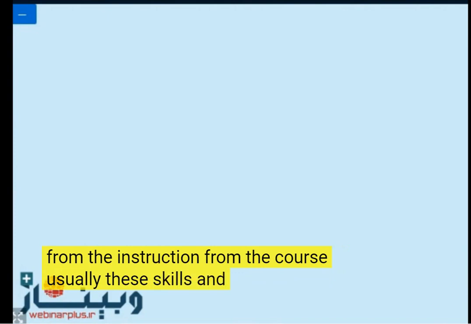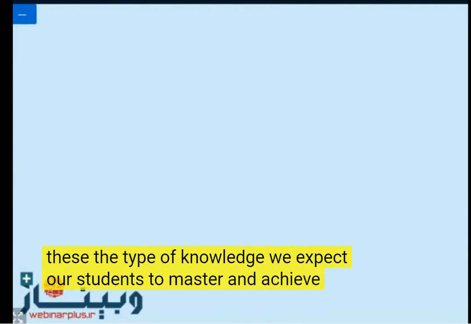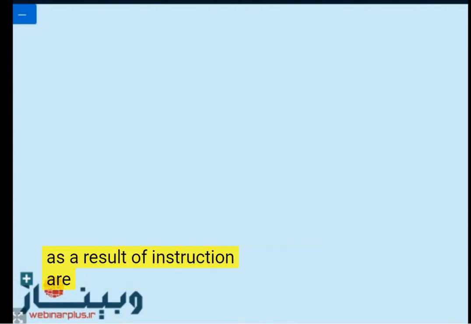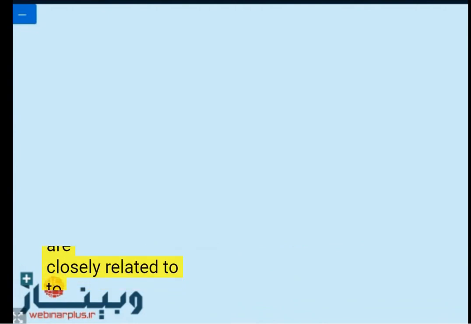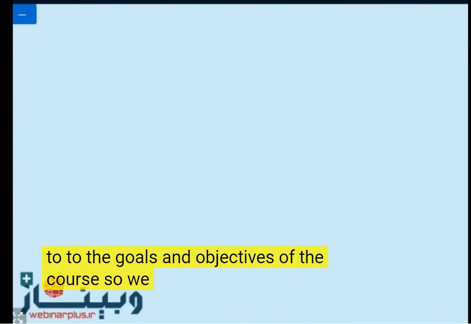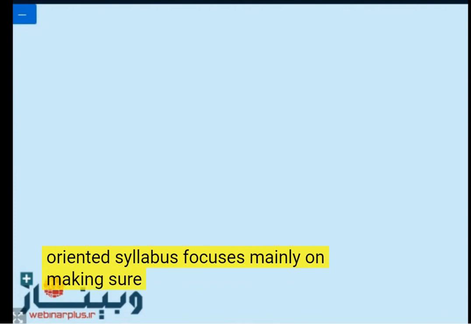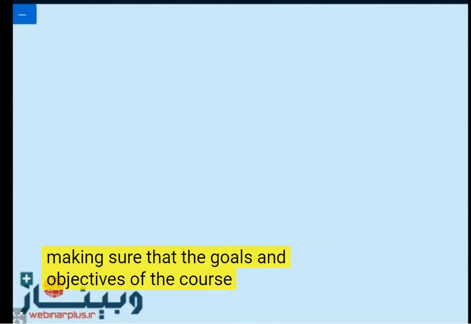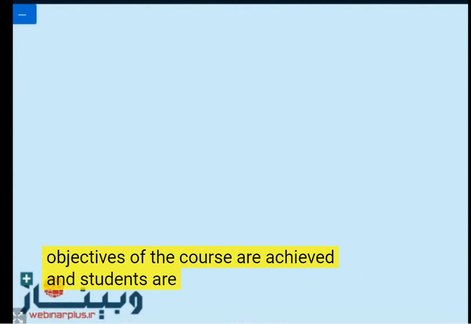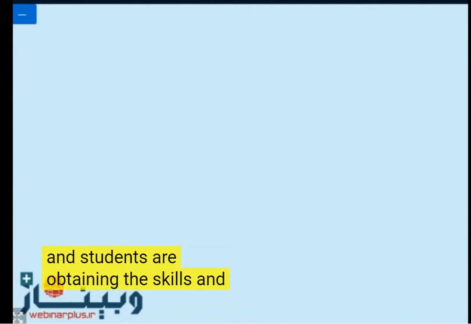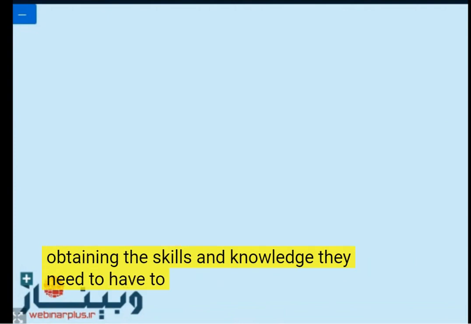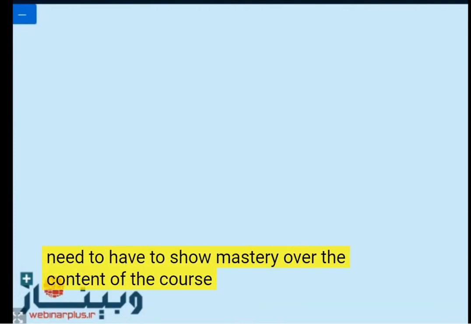Usually, these skills and the type of knowledge we expect our students to master and achieve as a result of instruction are closely related to the goals and objectives of the course. So we can say that a product-oriented syllabus focuses mainly on making sure that the goals and objectives of a course are achieved and the students are obtaining the skills and knowledge they need to show mastery over the content of the course. That is exactly the core of the product-oriented syllabus types.